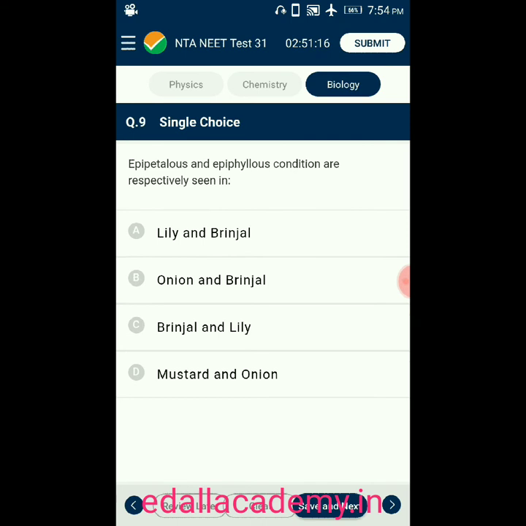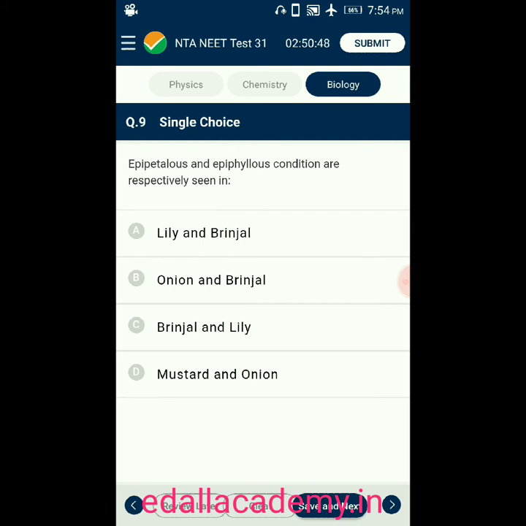Question number 9. Epipetalous and epiphyllous conditions are respectively seen in. The androecium consists of stamens. These stamens can be attached to petals. This condition is known as the epipetalous condition. Such a condition is seen in brinjal. Epiphyllous, when stamens are attached to the perianth, as in flowers of lily.